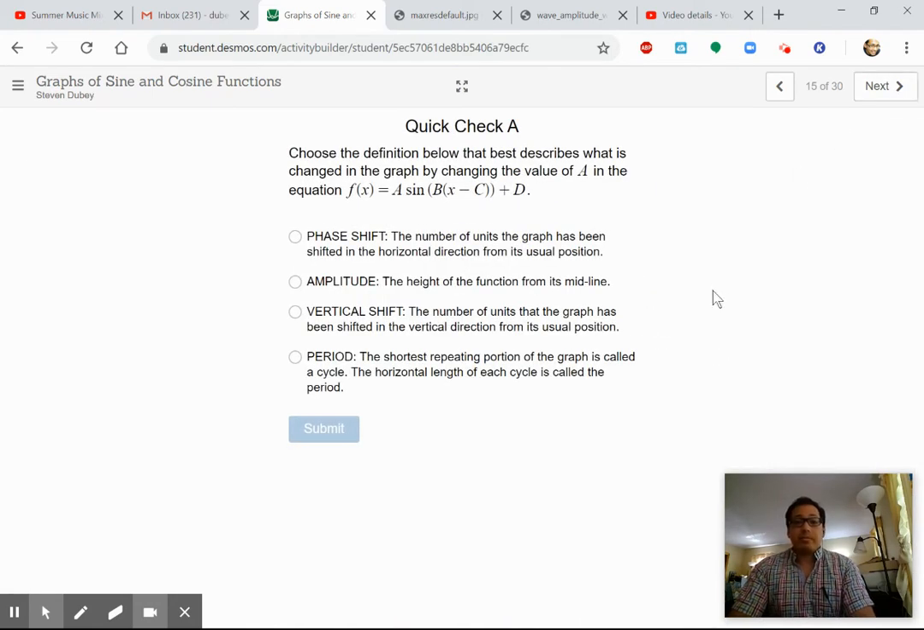Okay, so here's quick check A. I've got a couple quick checks of your understanding of changing these values. Based on what you saw in there, when changing the value of A, the equation changes which of these four? So go ahead and try that yourself. What does changing A here do?